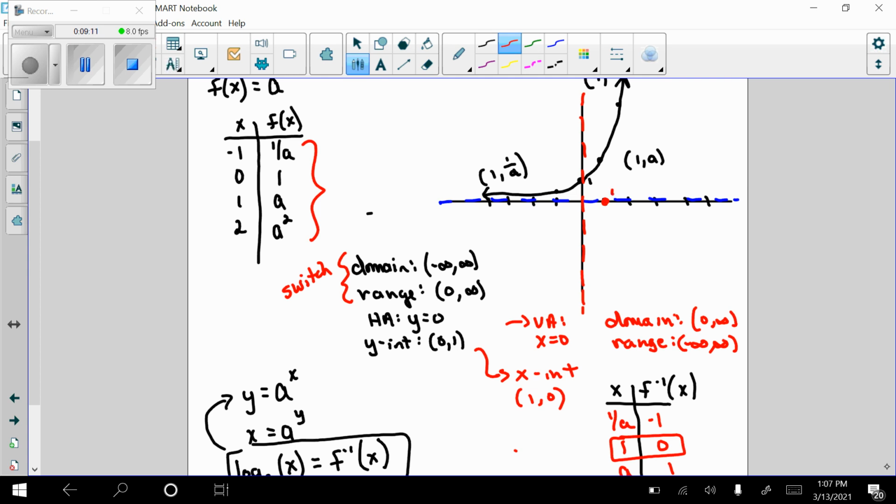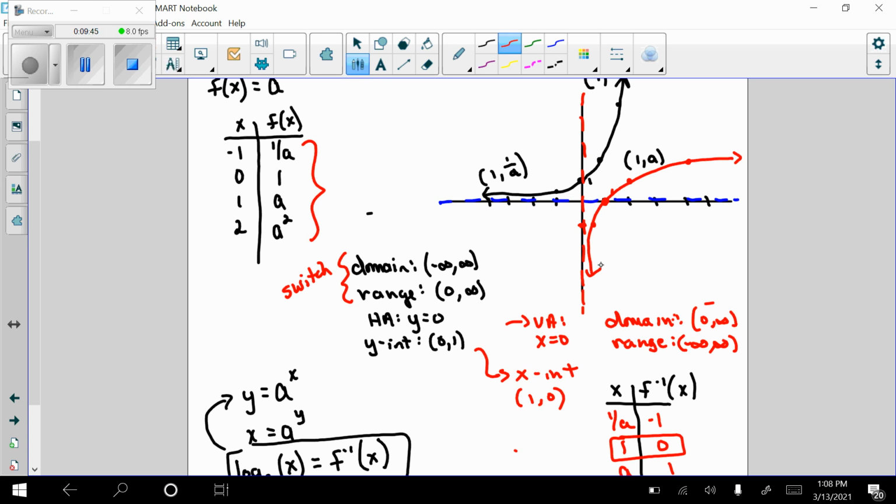I don't really know what the value of a is, but I know down here, 1 over a, I'm going to be sitting here at -1. 1, 0 is already on my graph. A and 1 is going to be here. Then if I go out here to a squared, which is going to be a little bit larger, I'm going to be sitting at 2.